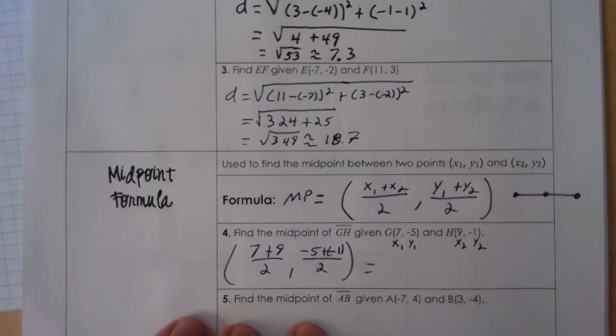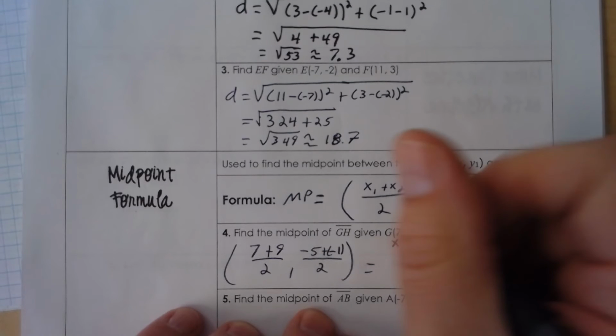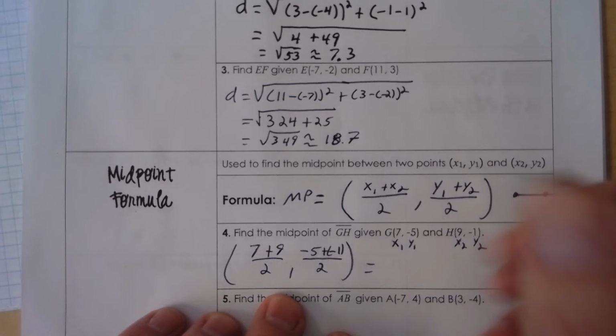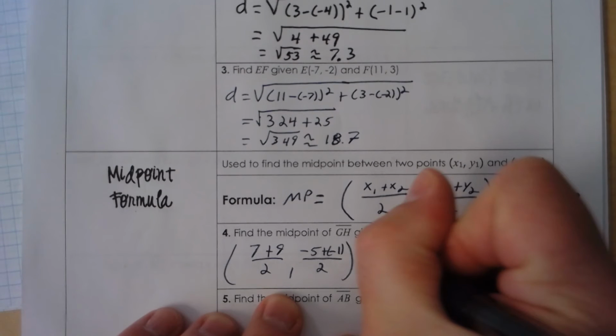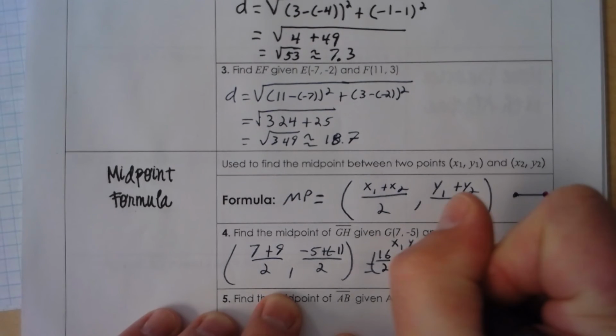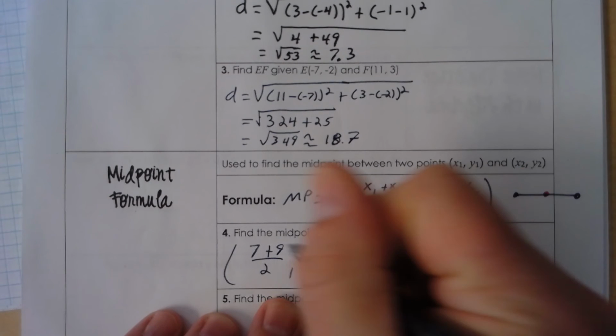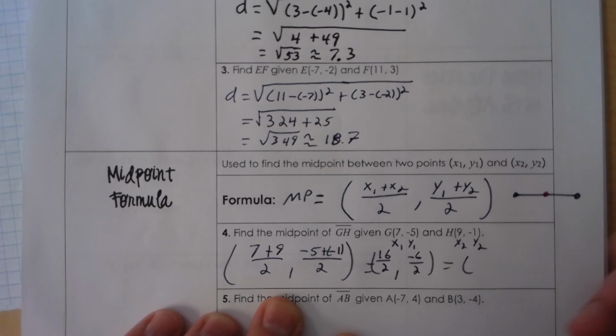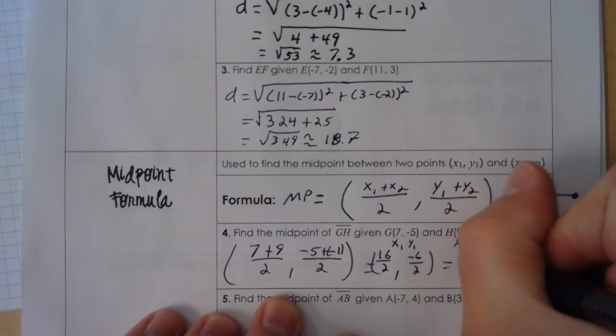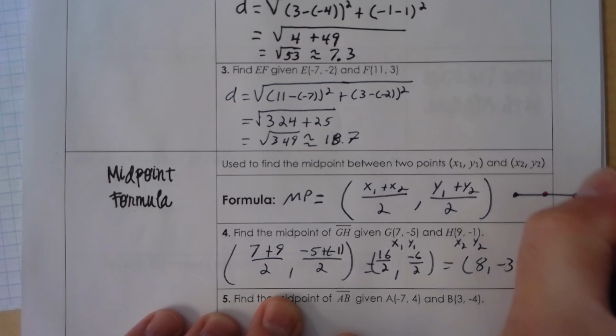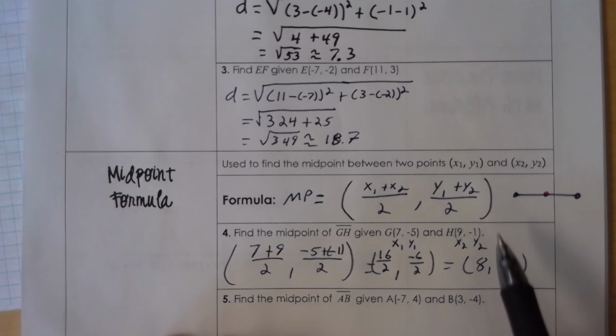8, -3, exactly. So you get 16 over 2, and then -6 over 2, after you just add these up, and then divide them, and you get 8, -3. So this point, 8, -3, is in the middle of these 2 points on my coordinate plane.